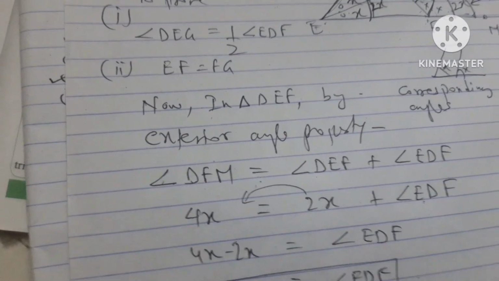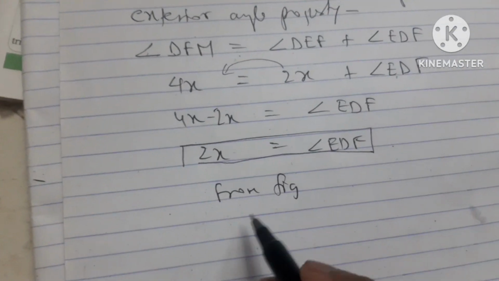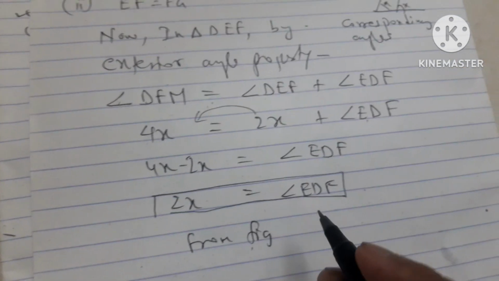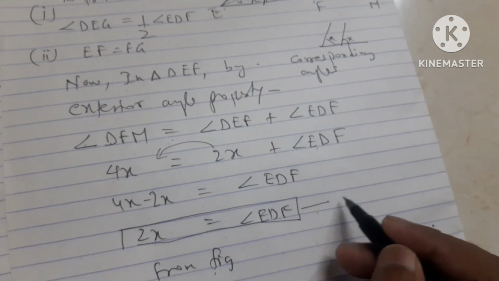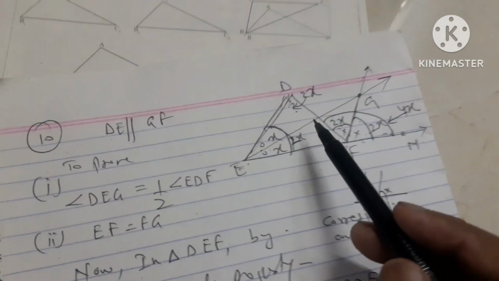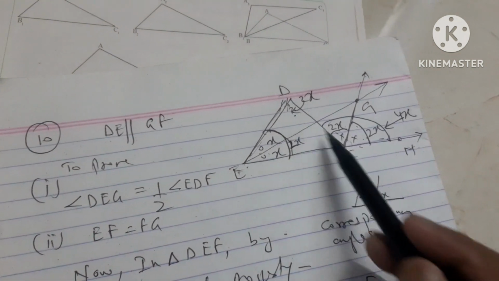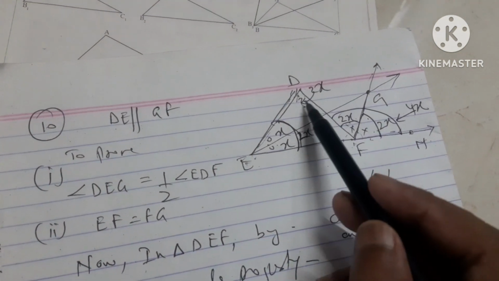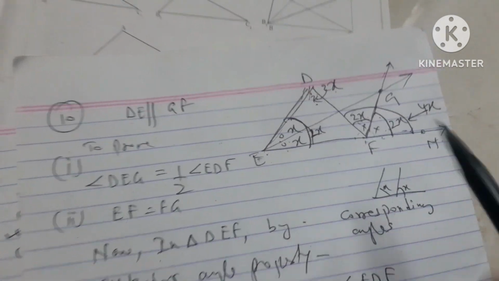So angle DEF and angle EDF become the same. From the figure, if you see, you get two angles equal, these two angles equal as 2x and 2x. So let's write it down here.